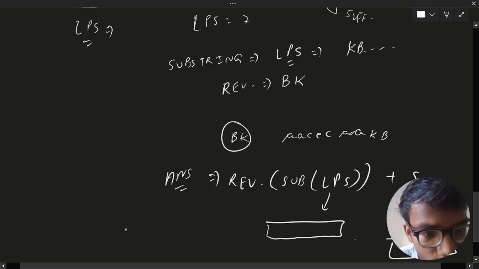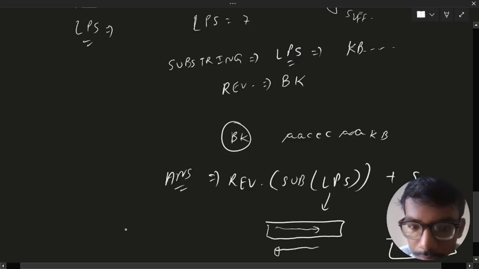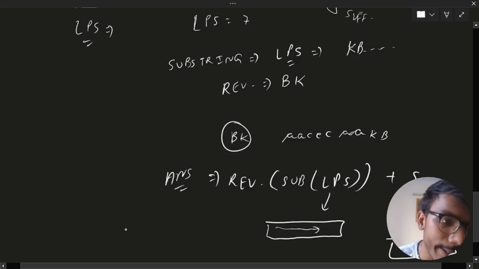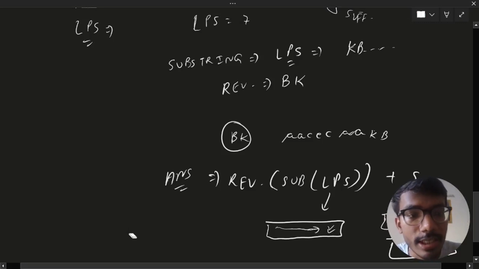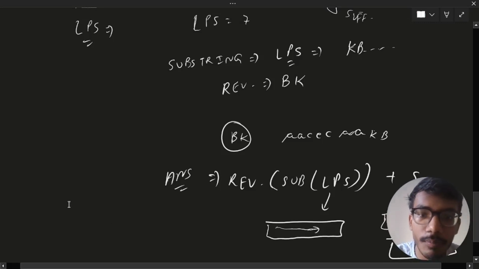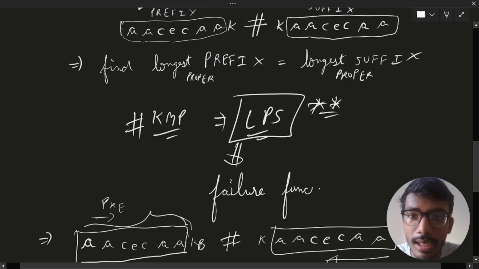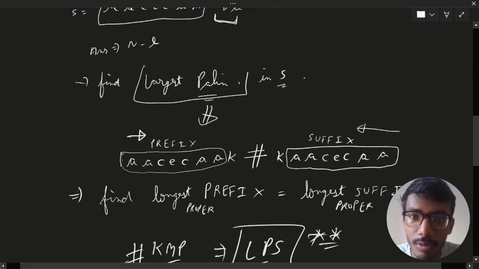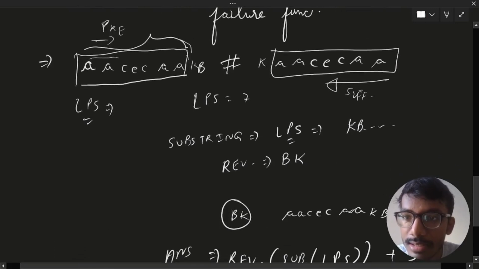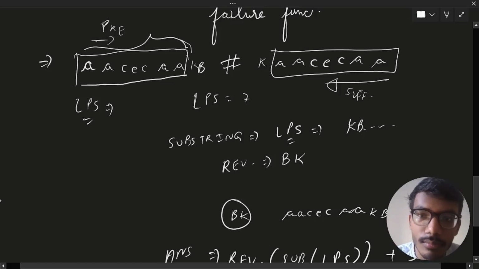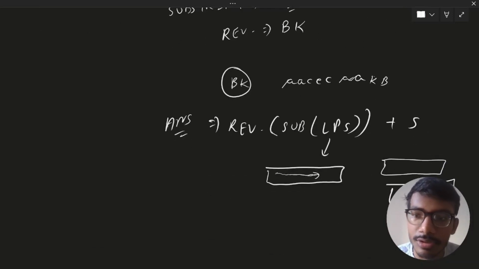As we know, in a palindrome, if you scan from left to right and if you scan from right to left, both give the same values. So that's why I appended the reversal. If the original substring and the reversal match, that means that substring is a palindrome. In this case, I want to find the largest palindrome, which is the longest prefix as well as the longest suffix. This is how we can find it. This is a straightforward application.